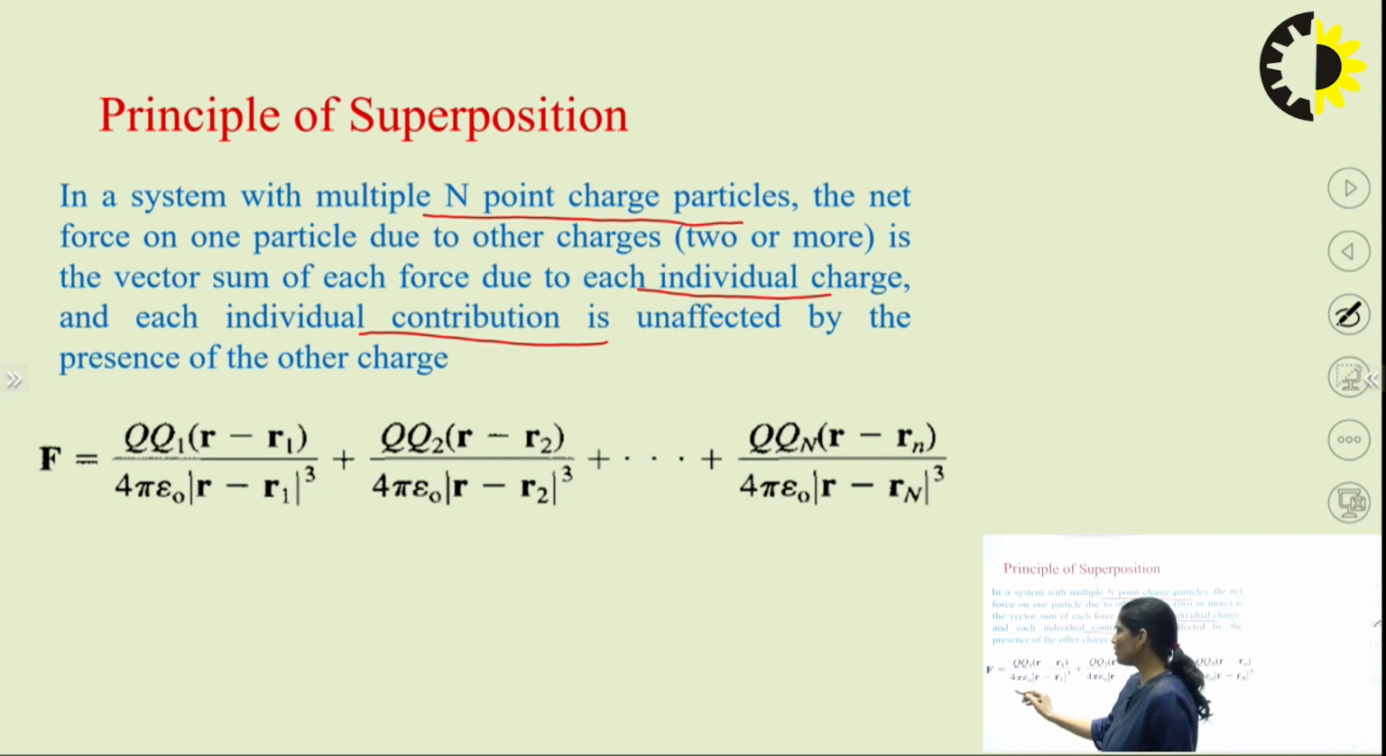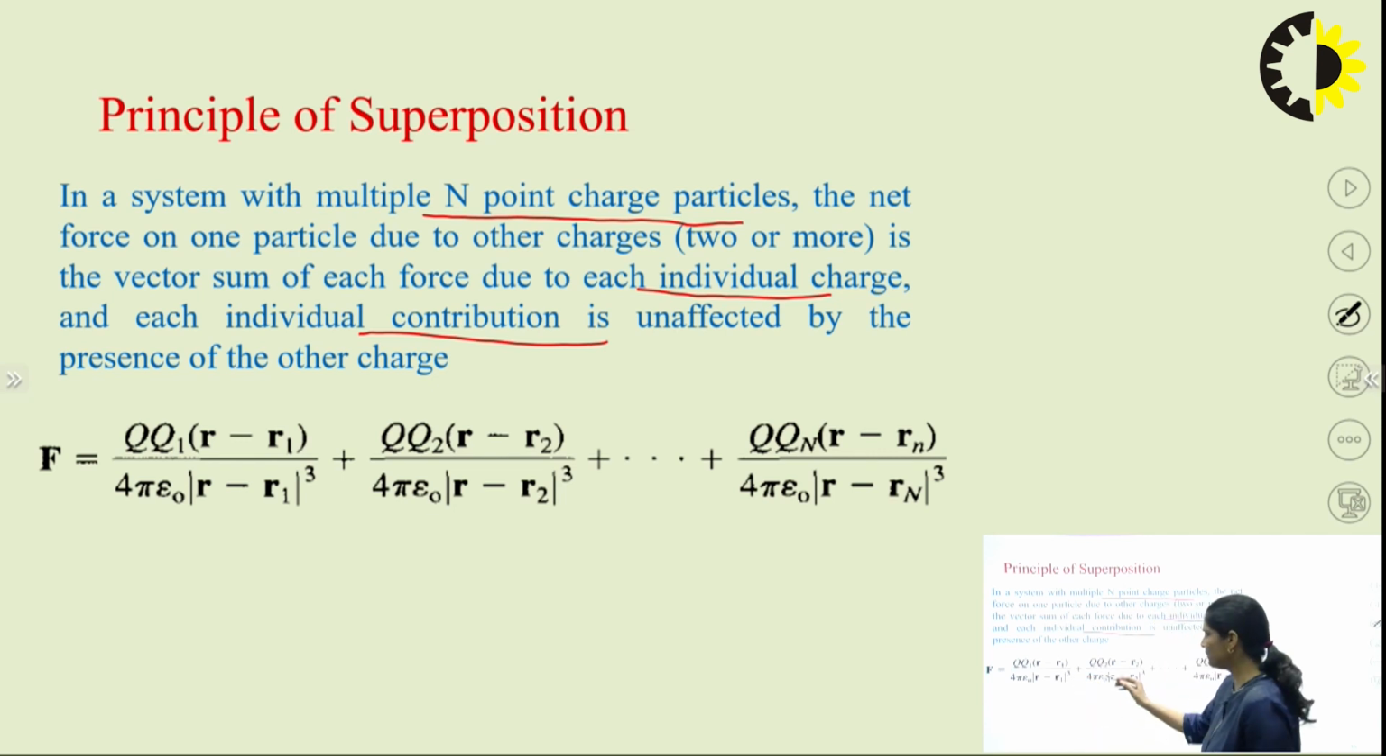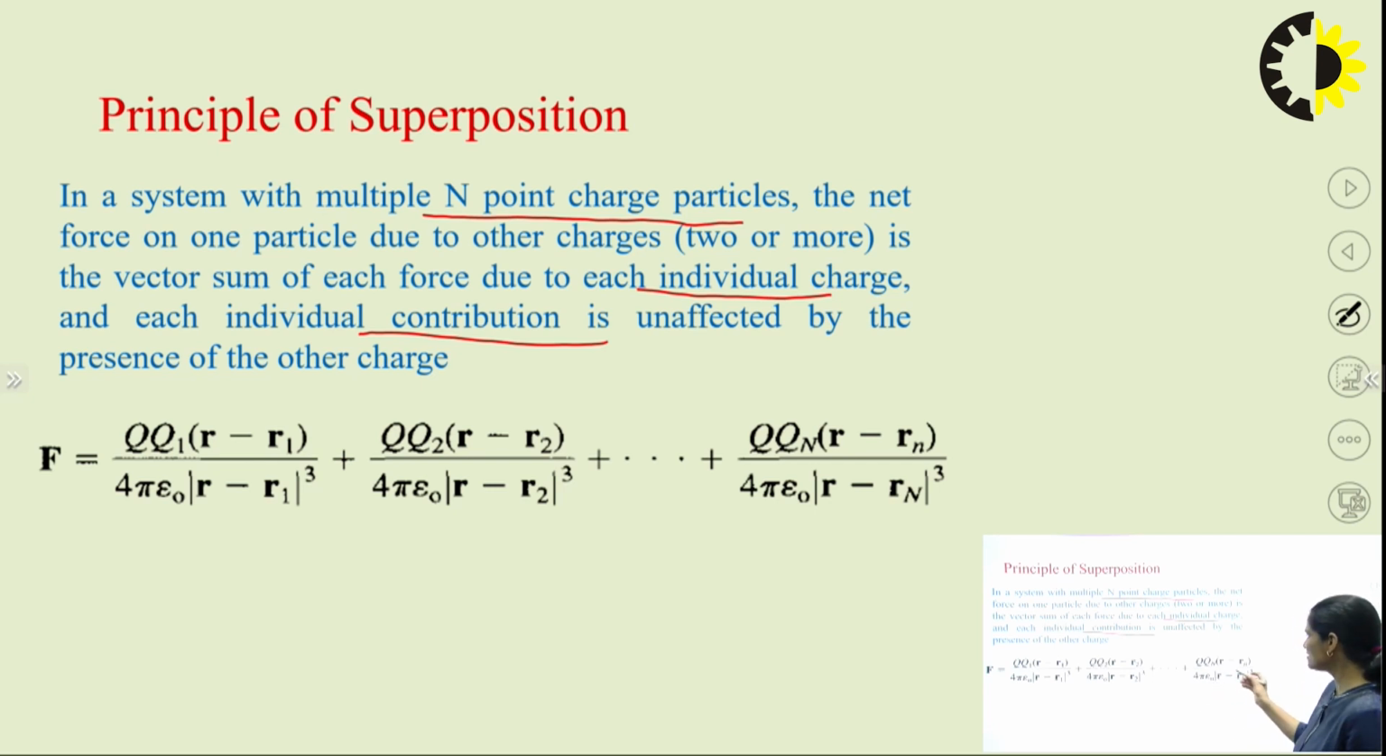Now F is equal to what? F is equal to Q into Q1 (R minus R1) upon 4 pi epsilon naught magnitude of (R minus R1) cubed, plus now for the second charge, Q Q2 (R minus R2) upon 4 pi epsilon naught magnitude of (R minus R2) cubed. If you have more charges, then you can find it for n charges: Q Qn (R minus Rn) upon 4 pi epsilon naught magnitude of (R minus Rn) cubed, where you have n particles.